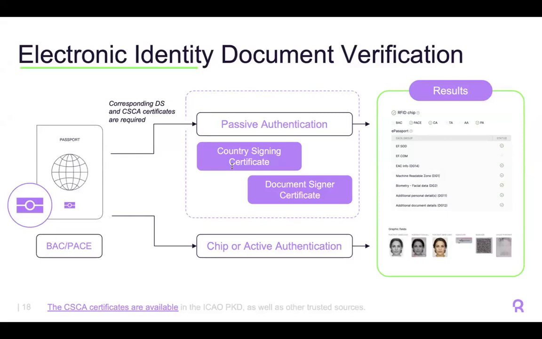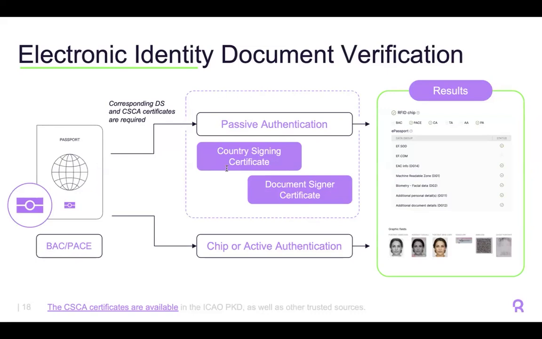First part is performing the PACE or BAC procedure. Then chip or active authentication checks that the chip was not cloned. Next part is passive authentication, the process of validating the chip by verifying the digital signature on the document, which uses public keys of the issuing state.